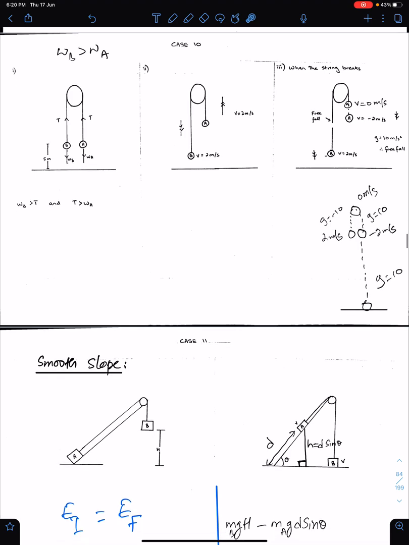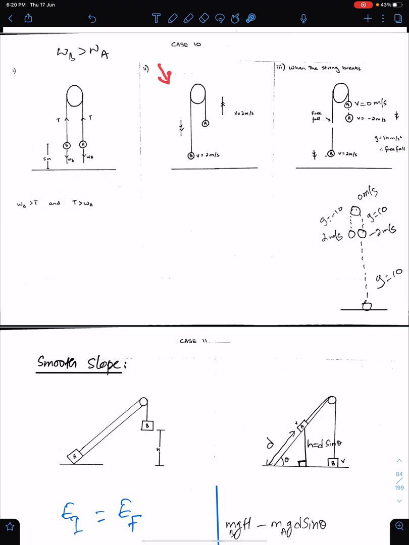Case 10. This is the given situation. Particle B is heavier than particle A. When the system is released from rest, then B will move in this direction and A will move in this direction. Therefore, WB is greater than T and T greater than WA. With the help of these two inequalities, we can make two equations, and by solving those two equations, we can get the values of tension and acceleration.